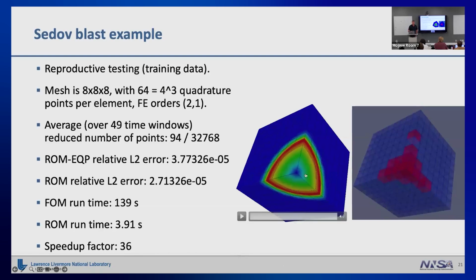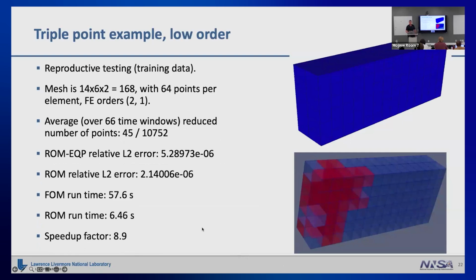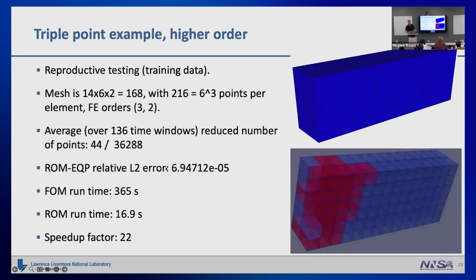This is a small problem. If you go into larger problems, there's more potential for speedup. I'm running low on time, so I'll go fast through these examples. Here's the triple point, which is low order, and you get 9 times speedup with, again, very good accuracy. If you raise the finite element order, you get more speedup, 22 times instead of 9. So larger problems, higher order, larger mesh, gives you more potential for speedup by eliminating more element computations.